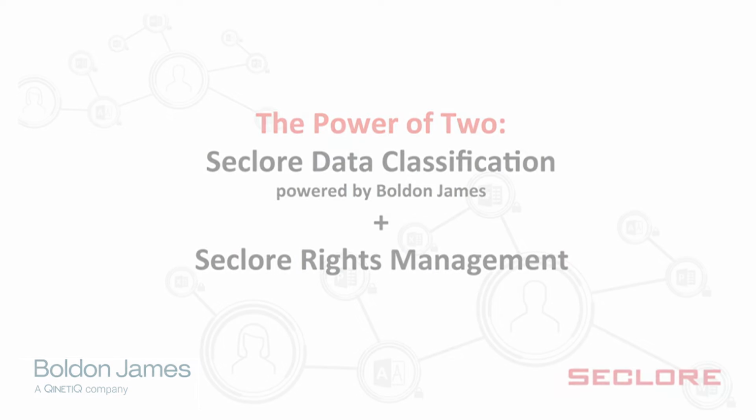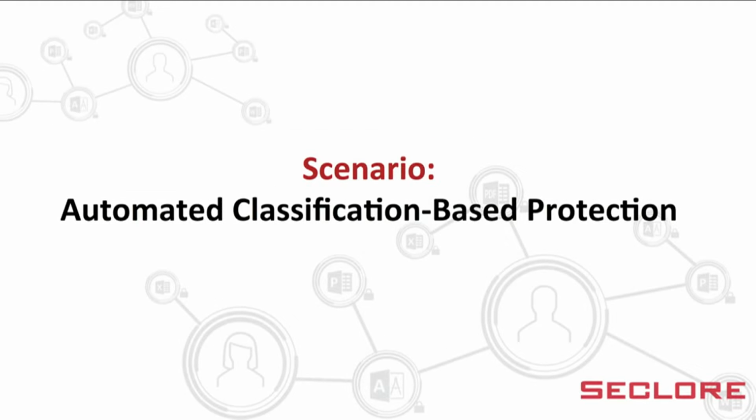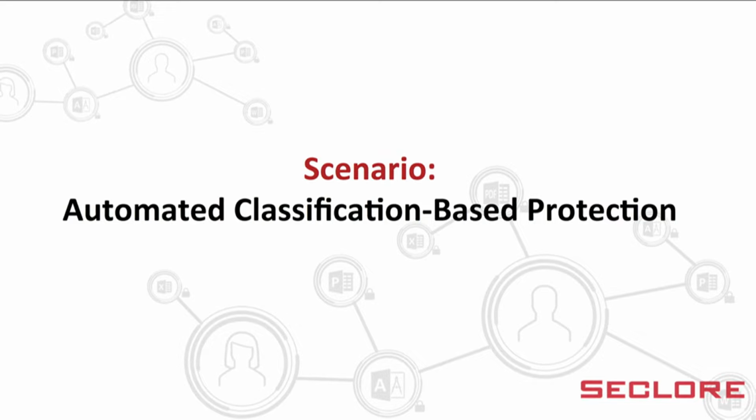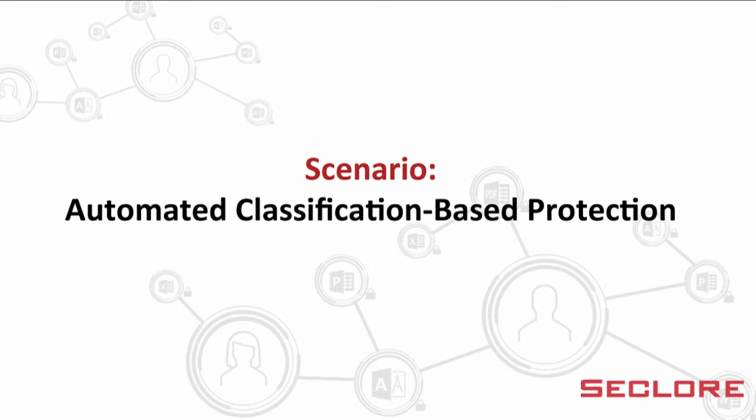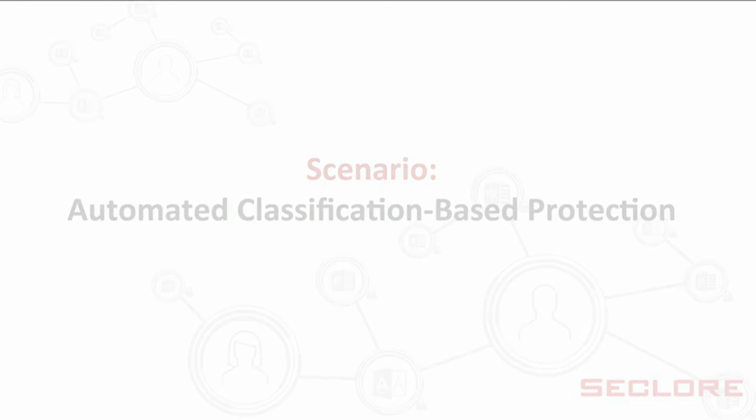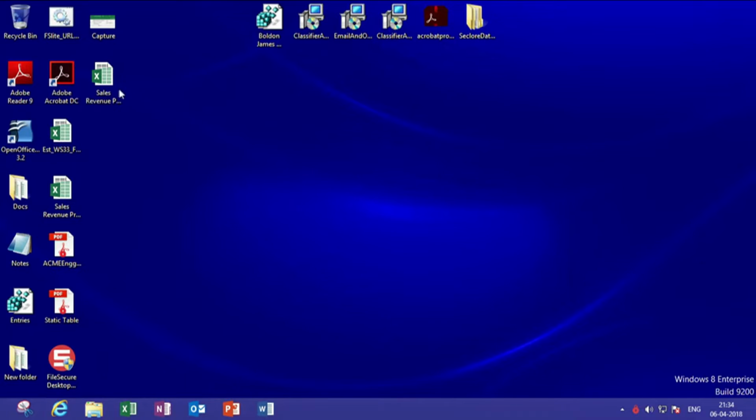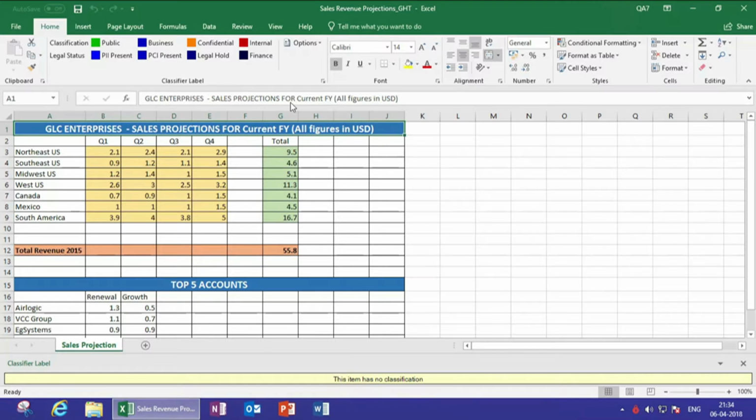Let's get started. In this first scenario, we'll show you how secure data classification, powered by Bolden James, integrates with secure rights management to automatically add granular usage controls based on classification labels. Let's start with showing you how to classify, enforce, and track information when utilized and shared.